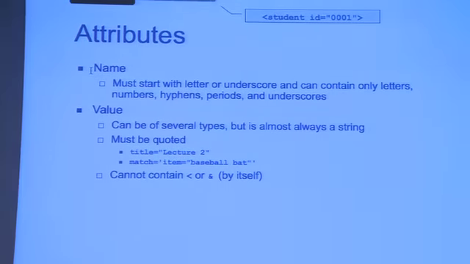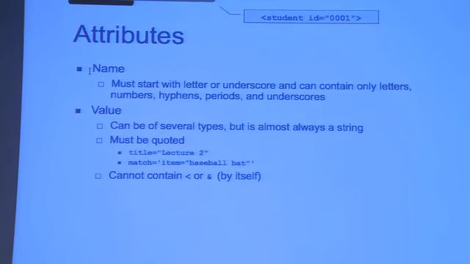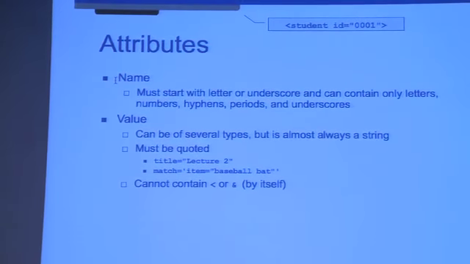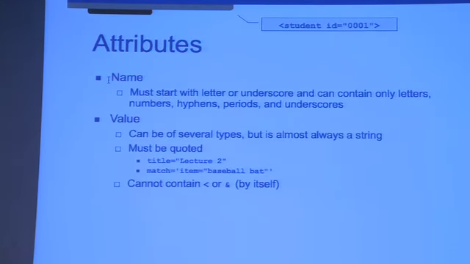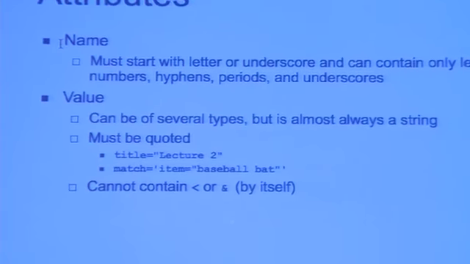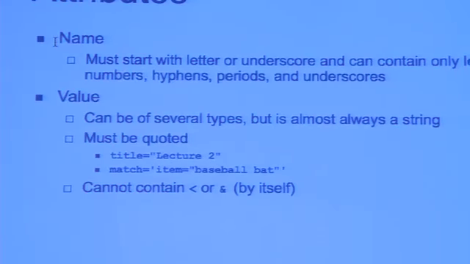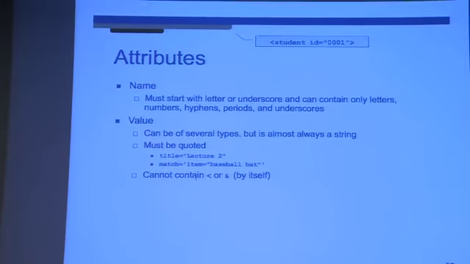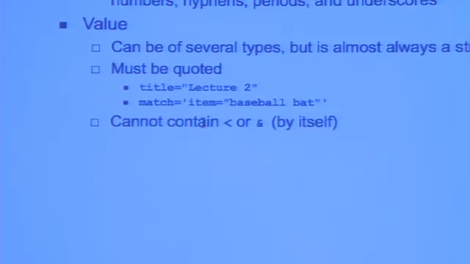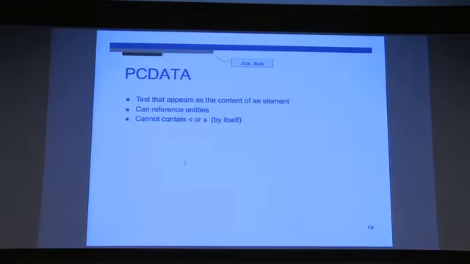Attributes, again, are pretty straightforward, very reminiscent of HTML. They must start with a letter or underscore and only contain letters and so forth. They must be quoted in this case. HTML is not as rigorous about this, HTML5 at least, but XML still expects you to quote things, either with single quotes or double quotes. And then again, this last bullet is the most scary. You cannot have ampersands or less than characters. You must escape those with entities. All right, PCDATA just represents text. So let's fly by this.